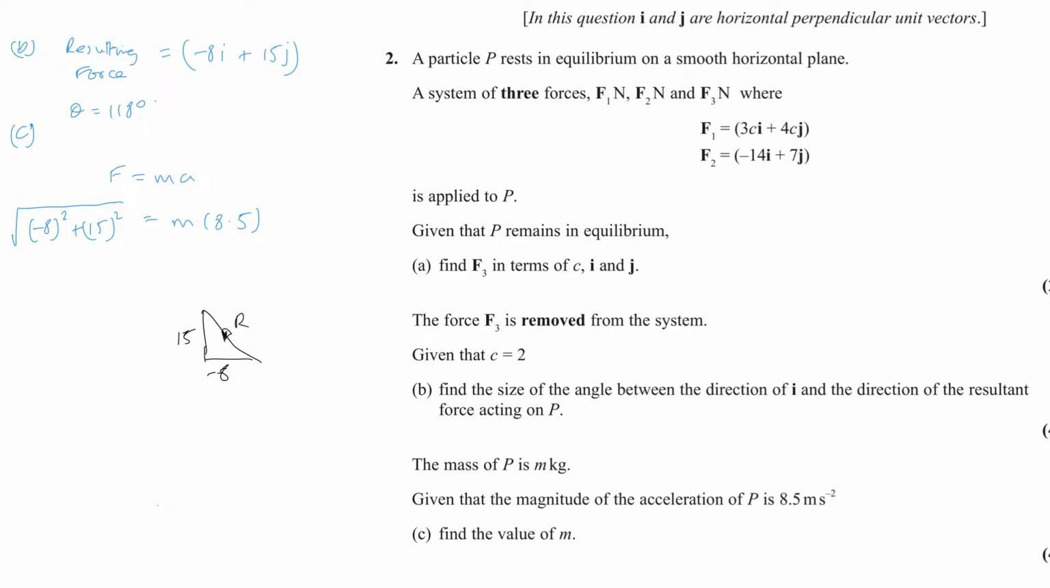So it's just using Pythagoras to calculate the size of that line. So 8 squared plus 15 squared, square rooted, is 17. Equals 8.5 m. Divided by 8.5, m equals 2 kilograms.